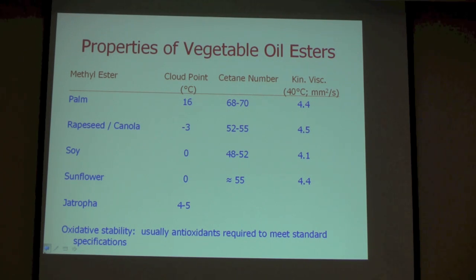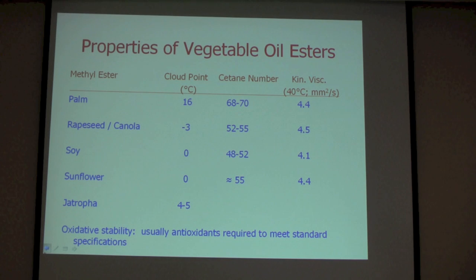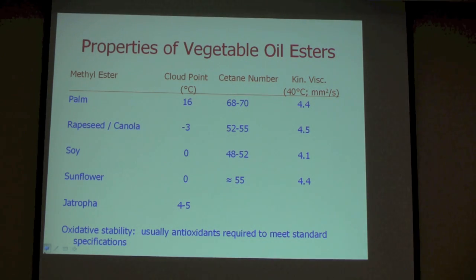So you see, for example, palm oil, which had roughly 45% of methyl palmitate, which has a very high melting point. So you'll see that it has a cloud point of about 16 degrees Celsius. Cloud point is the temperature at which the first solids or crystals form in a fuel when you cool it down. The other fuels didn't have that much of the methyl palmitate in there. You'll see that their cloud point is lower. They have less of the higher melting components.